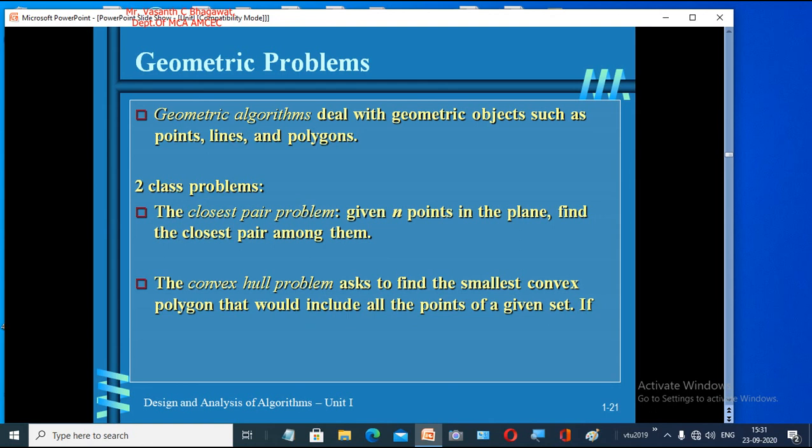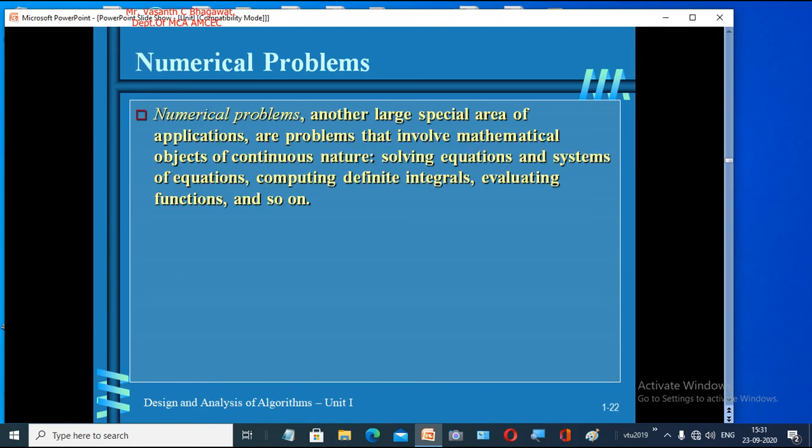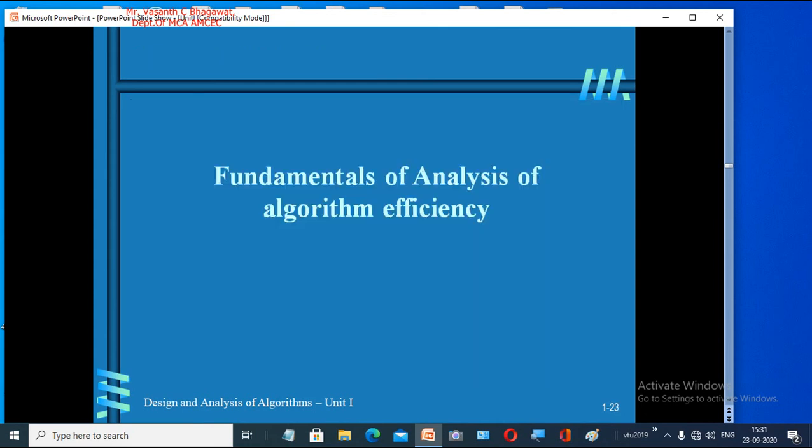Another important problem area in algorithms is geometric problems. We have some geometric problems like the convex hull problem, where we find the smallest convex polygon, and the closest pair problem. These are problems where we deal with geometric objects: points, lines, polygons. So we call these geometric problems. Next we have numerical problems. Numerical problems are another branch of mathematics where a lot of applications have been built, like solving linear equations and integrals. All these areas we call numerical problems. So these are some of the problem areas.